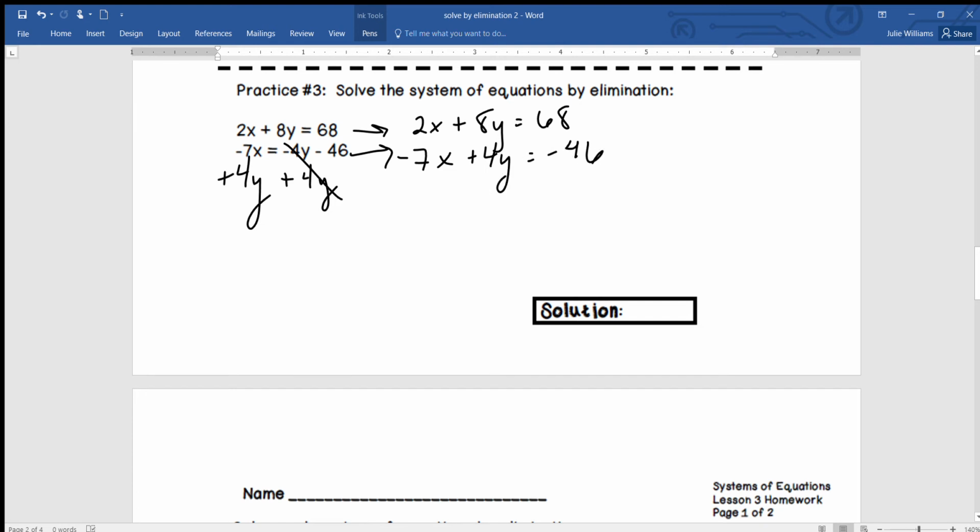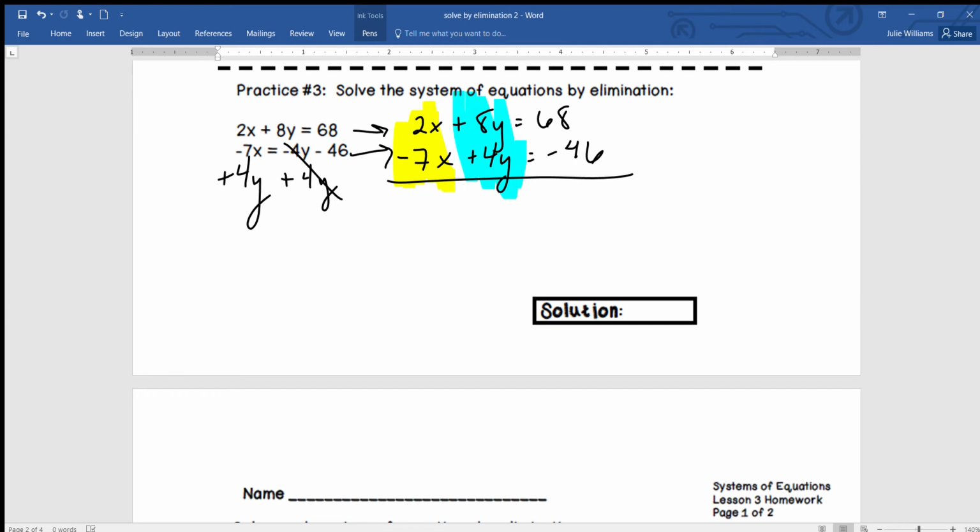Okay, so I'm looking to see if my coefficients can cancel out as is. So I look at my x's. Okay, my coefficients do not cancel out there. And then I look at my y's and they don't cancel out there. I think the easiest thing to do would be to eliminate my y's, because I only have to multiply one equation by a number.